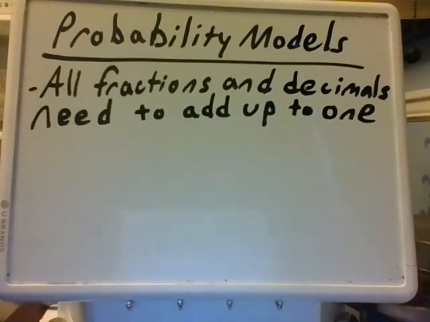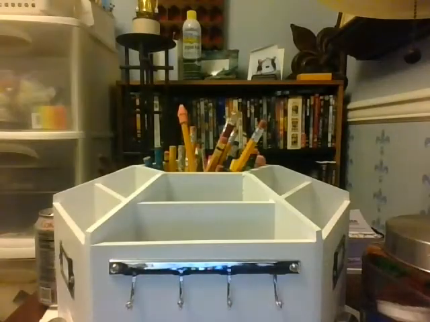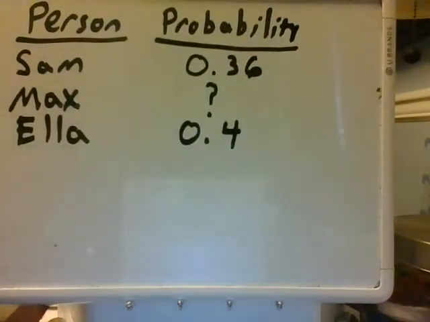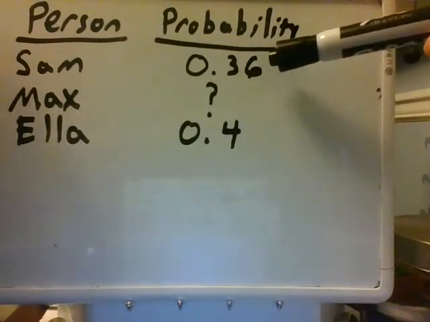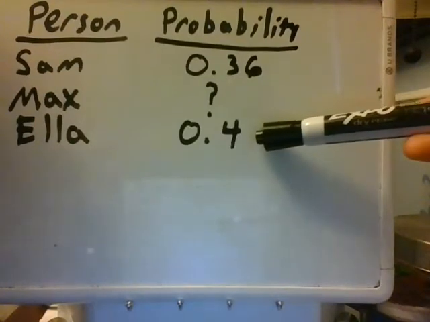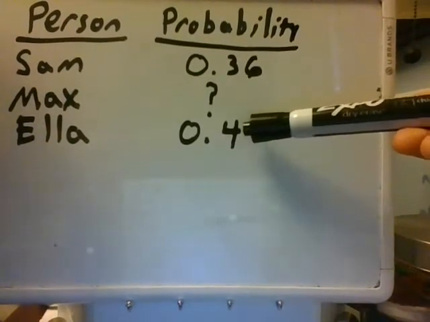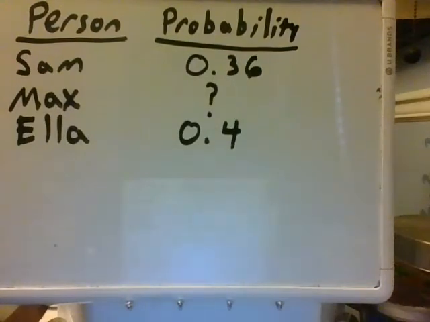I'm going to do several examples here for what you need to do, because there's actually two different possibilities here. So the first question that I saw was, let's say that these three people, Sam, Max, and Ella, are playing a game, and the probability of them winning that game. The probability of Sam winning a game is 0.36 out of 1. The probability of Ella winning is 0.4 out of 1. So you have to figure out what Max's probability is.